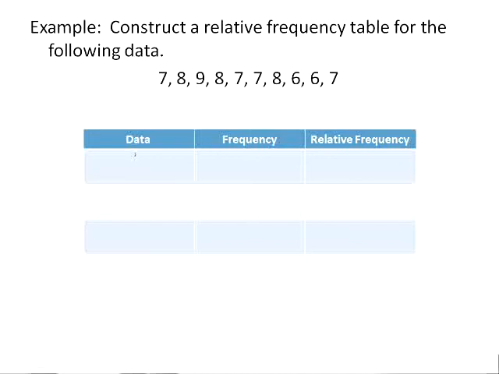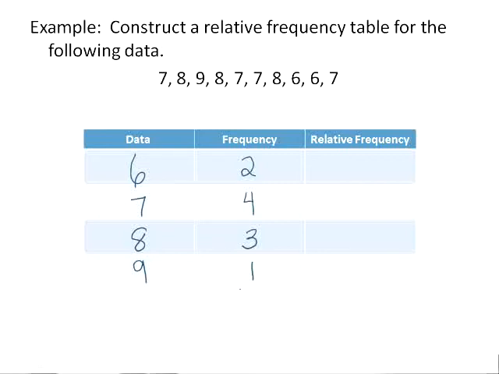The lowest data point is 6. We have data points of 7, 8, and 9. So let's count the frequencies. How often does the 6 occur? It appears twice. How often does the 7 occur? It appears 4 times. The 8 appears 3 times. And the 9 appears once.